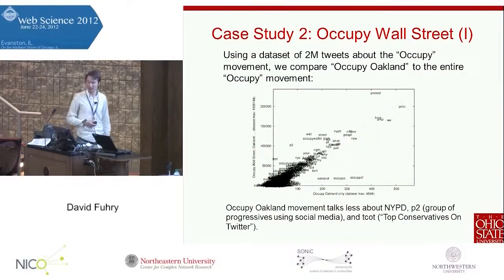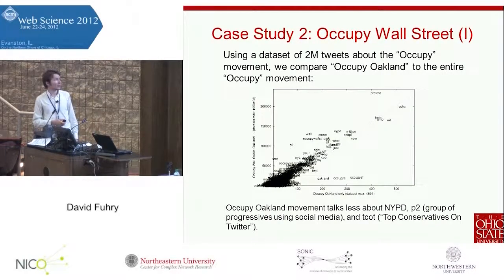For a second case study, we looked at some Occupy Wall Street data, about 2 million tweets taken during November 2011 throughout the month. For this, we look at Occupy Oakland members. Oakland is one city in California. And on the y-axis, we show the broader community of everybody related to the Occupy movement.